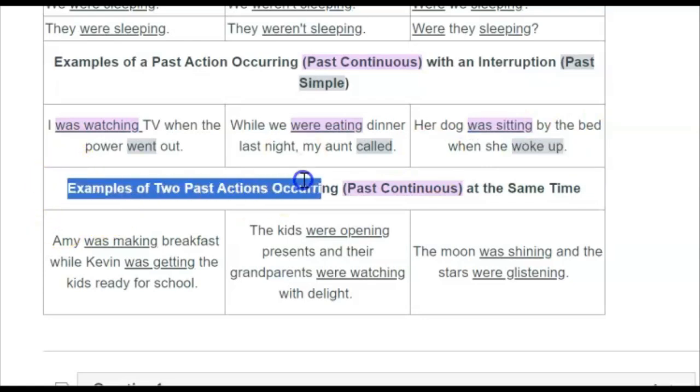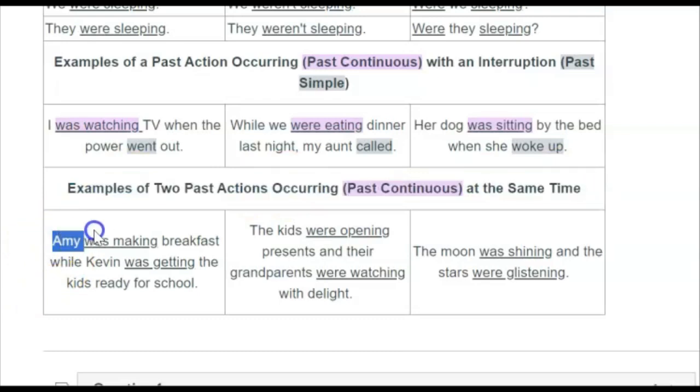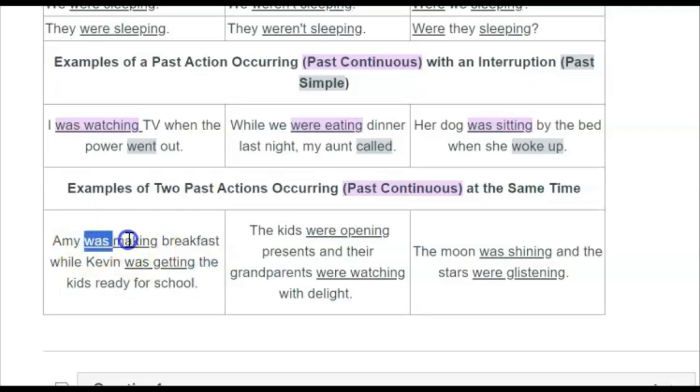Here are examples of two past actions occurring at the same time, the past continuous. Amy was making breakfast while Kevin was getting the kids ready for school. Here we have two past progressive verbs, was making and was getting.